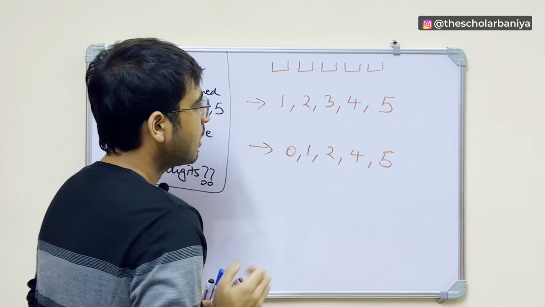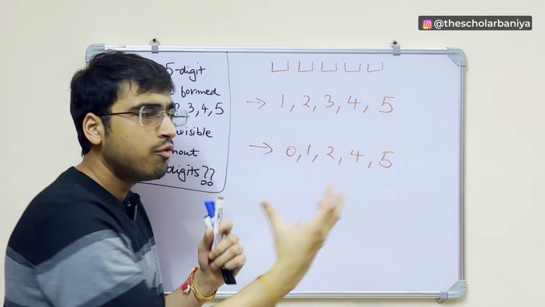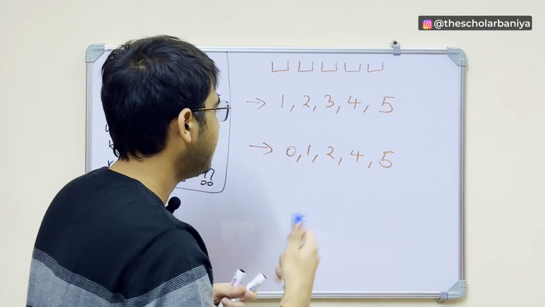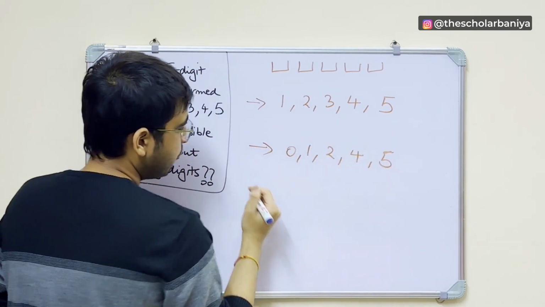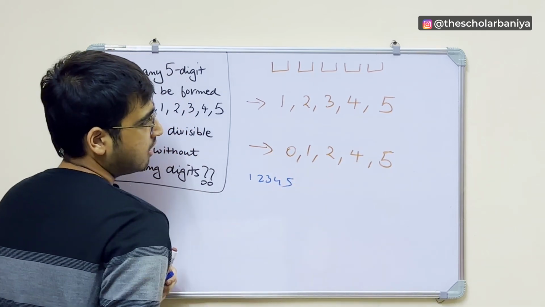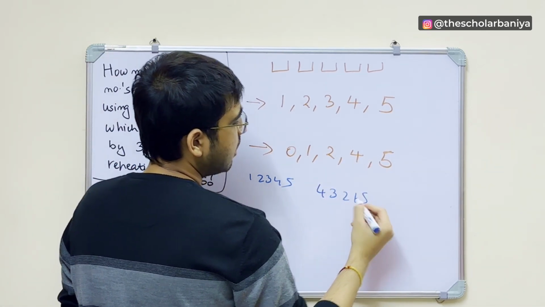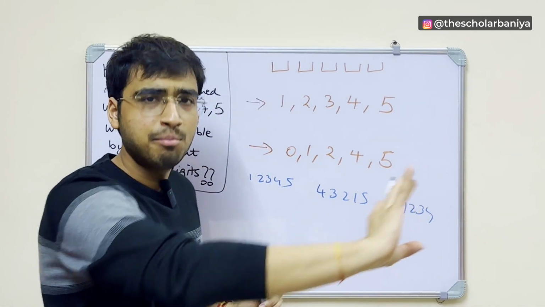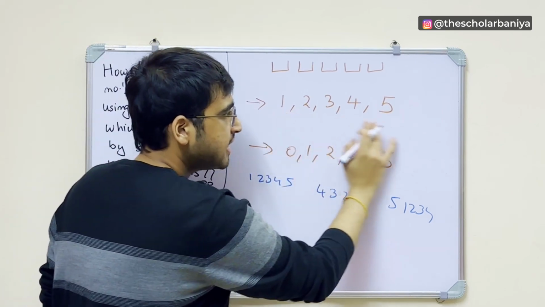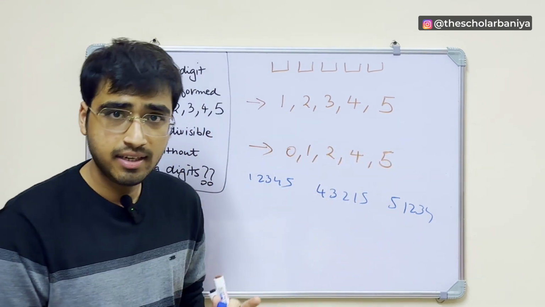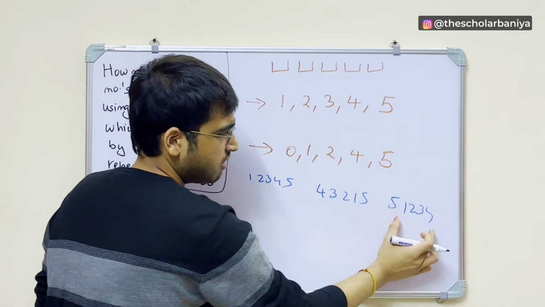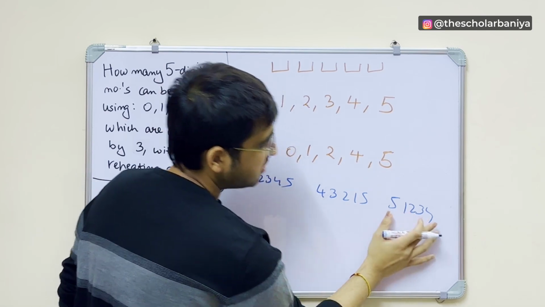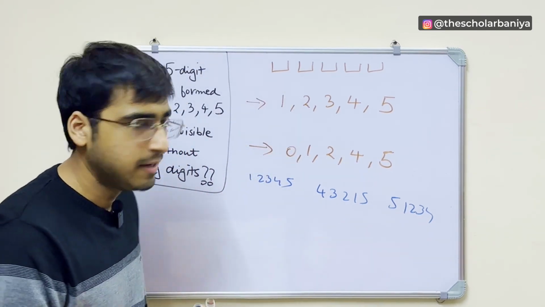Now tell me one thing. These are the possible digits. Now we have to find the numbers which can be formed using these digits. For example, let me tell you a case. If we use this case, one possible number can be 1, 2, 3, 4, 5. Another possible number can be 4, 3, 2, 1, 5. Another possible number can be 5, 1, 2, 3, 4. Anything, right? There can be many numbers formed using these digits which will be divisible by 3. Why? Because their sum is always 15, which is divisible by 3, right?